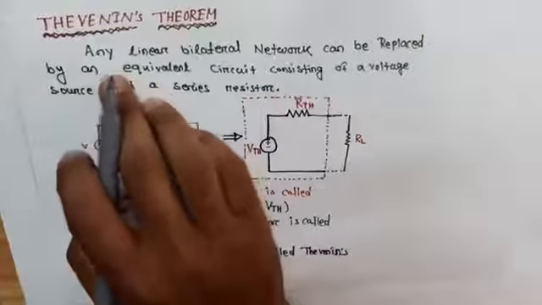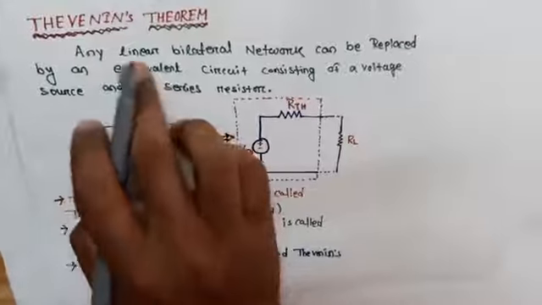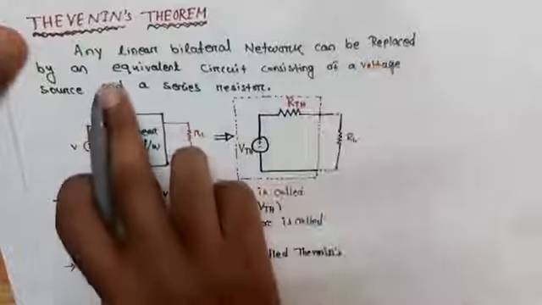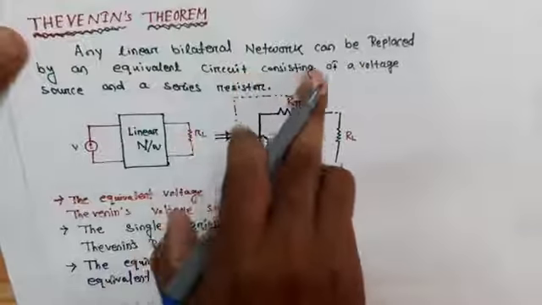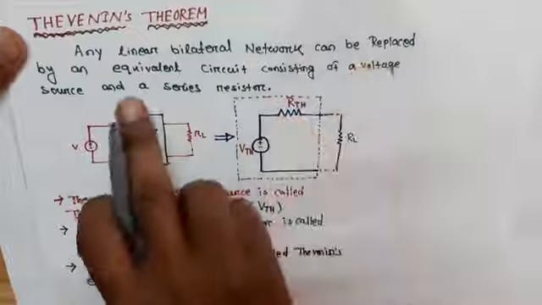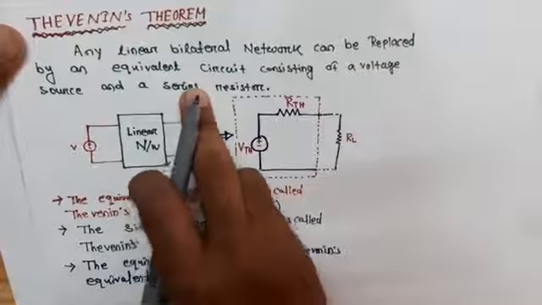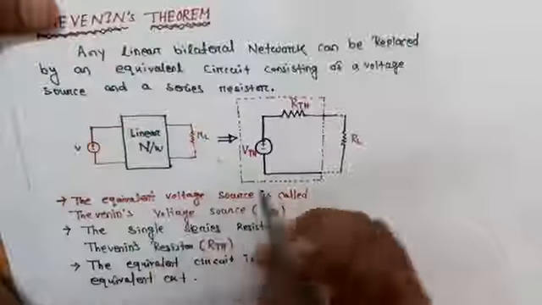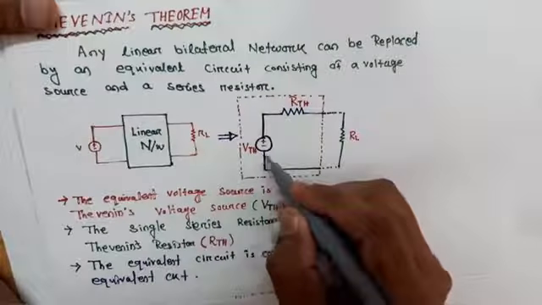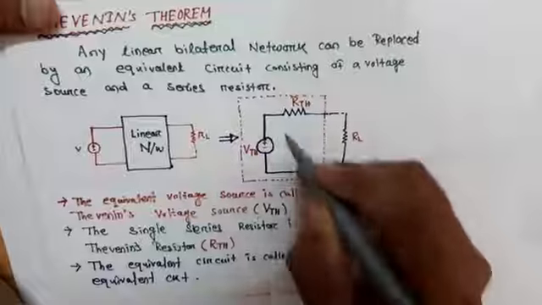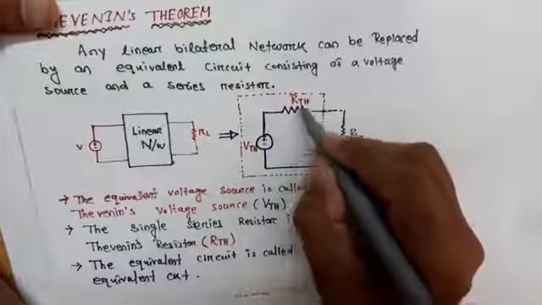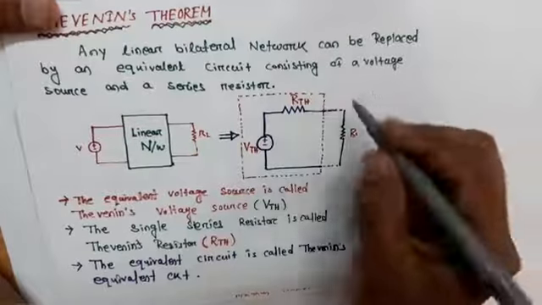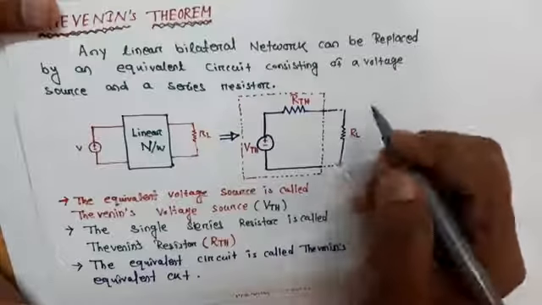Thevenin's theorem says that any linear bilateral network can be replaced by an equivalent circuit consisting of a voltage source and a series resistance. The theorem says that any linear network can be converted to a single voltage source, known as VTH, in series with an equivalent resistance, that is RTH, and connected to the load.